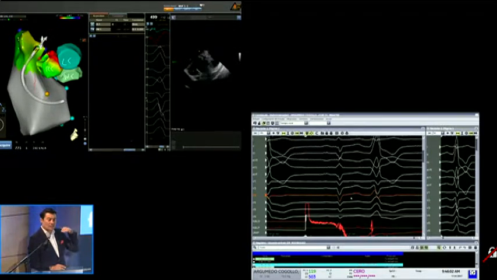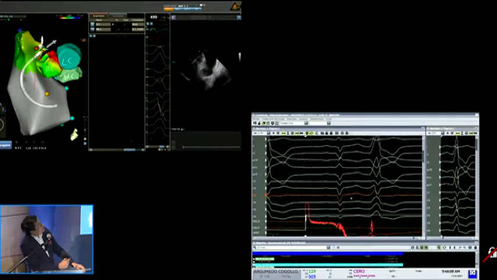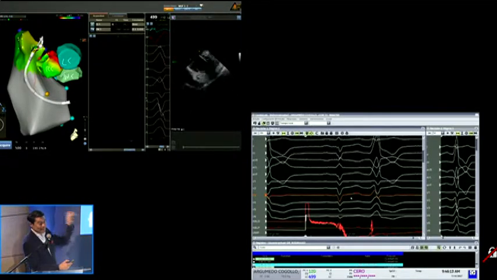The catheter may be above the valve and is not capturing, or it is not touching the septal portion. Now, the vector should point towards the cusp.